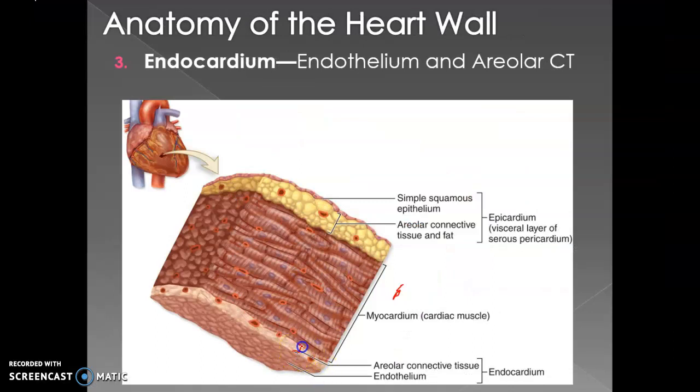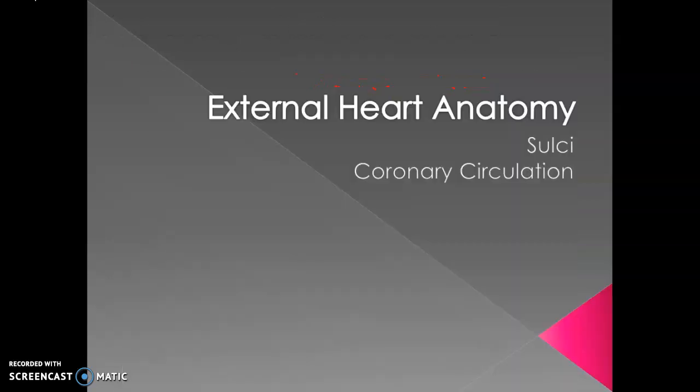Okay, this layer right here is endocardium, and that is made up of endothelial cells, meaning the cells that line the blood vessels and the heart wall. So this is made up of endothelial cells. Remember, endothelial cells are simple squamous in nature. They are actually simple squamous cells which line the blood vessels. And also we have some areolar connective tissue here.